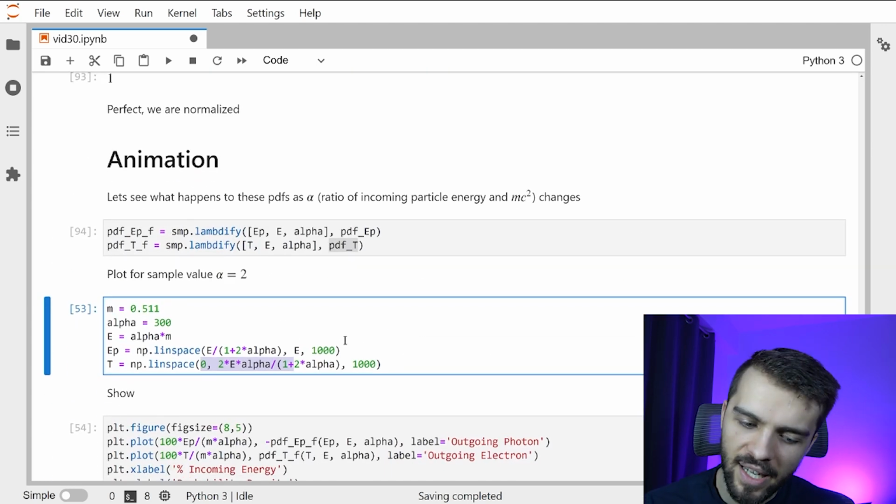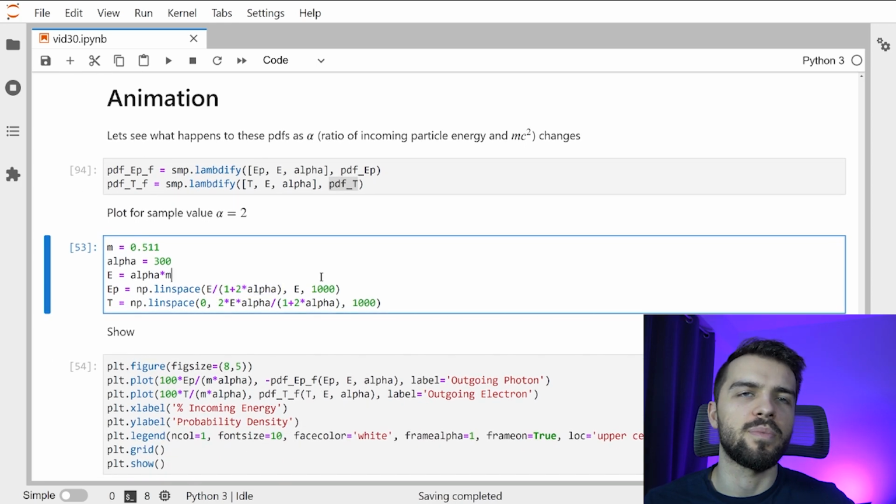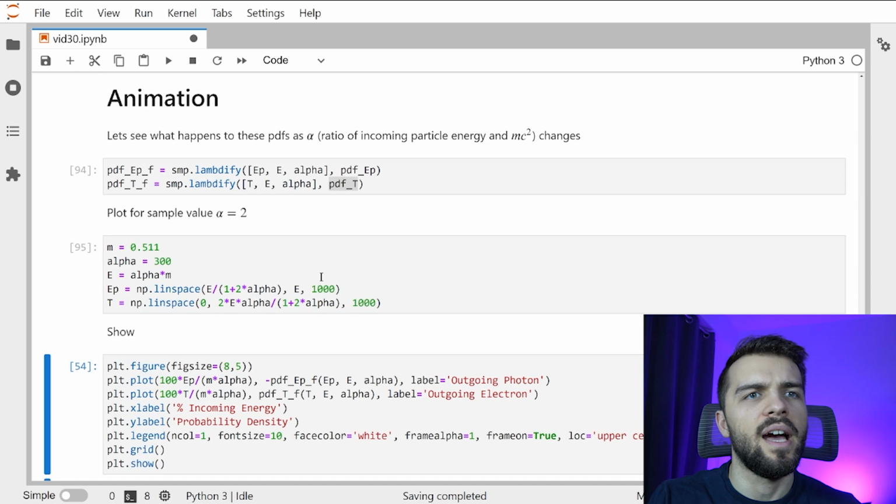You can't have more kinetic energy. There's a limit to the kinetic energy the electron can get, and it's equal to this. And there's a lower limit to how much energy the photon can lose as well. And then I just plot it.